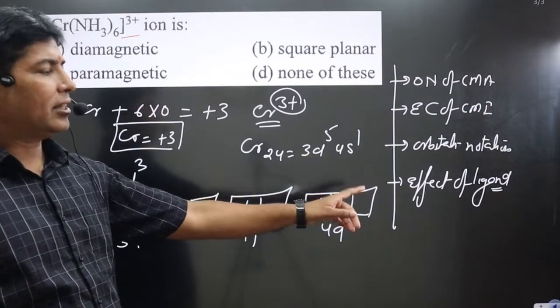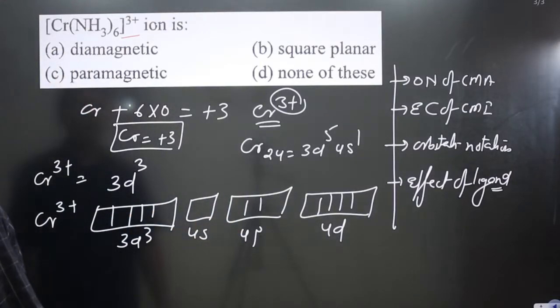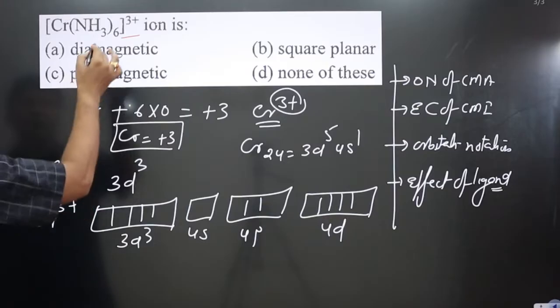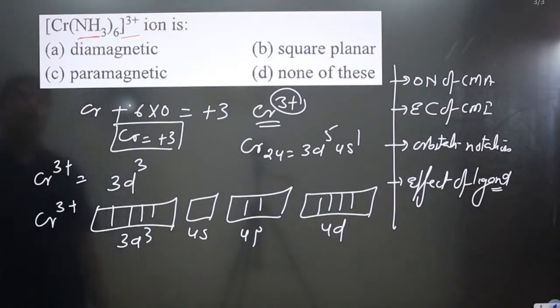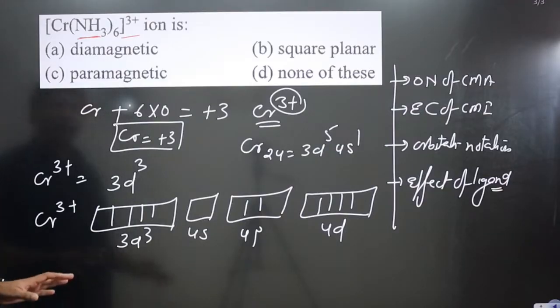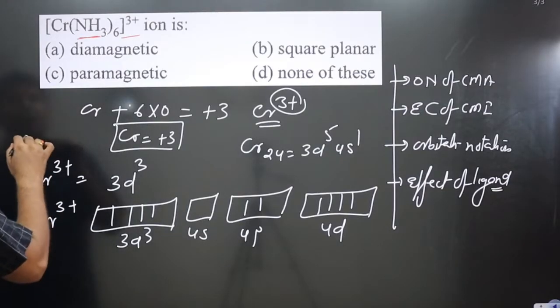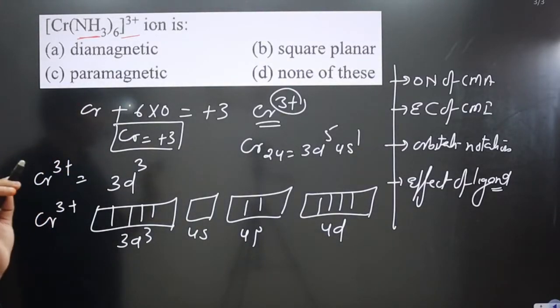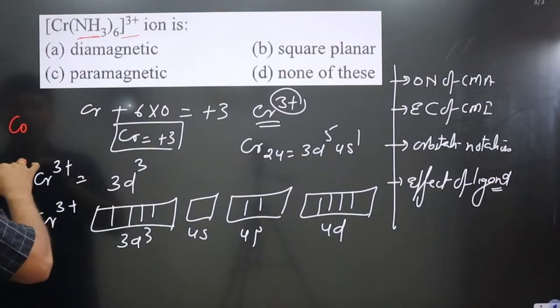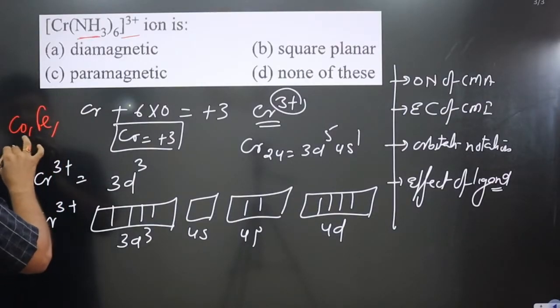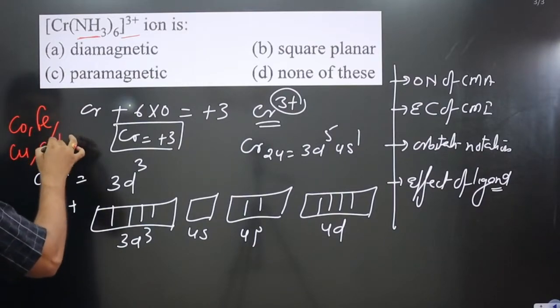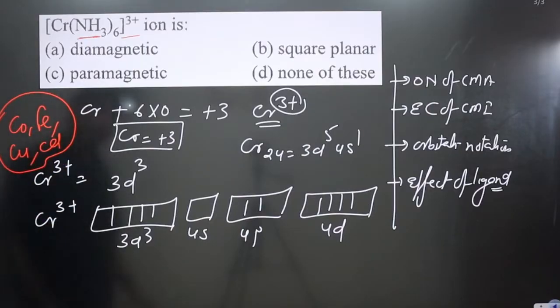Before filling these electrons, we consider the effect of the ligand, whether strong field or weak field. What is the ligand? You can see ammonia is there. In general, ammonia acts as a strong field ligand only with these metals: cobalt, iron, copper, and cadmium.